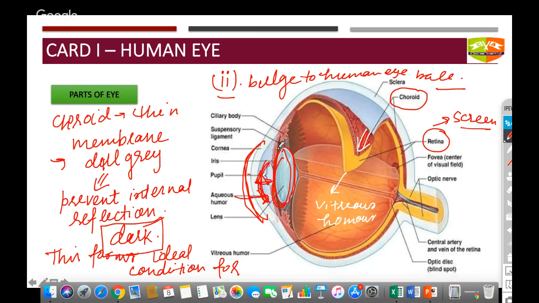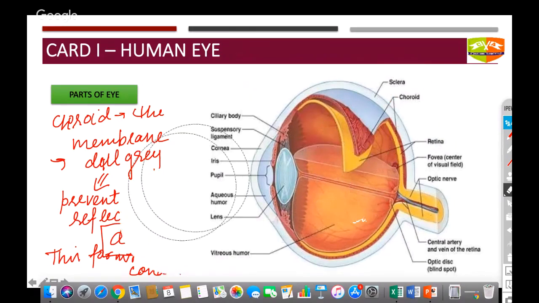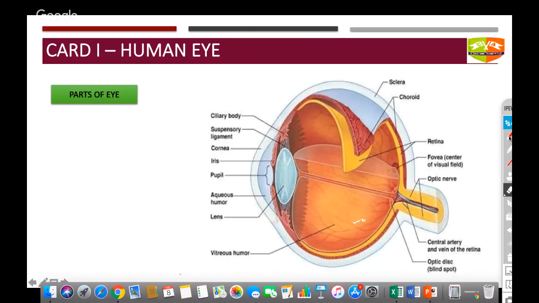Now, as this is the front part of the eye, the light will always enter through this part. Let me make some space for you. Light will always enter through this aqueous humor. Why? Because this is in the front of the eye, and light will enter like this, and then it will form on this part, on this eye lens.